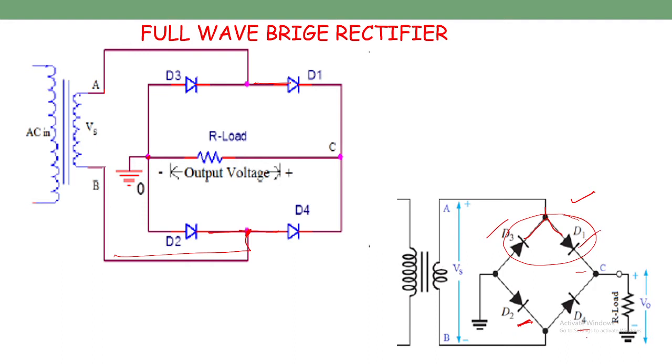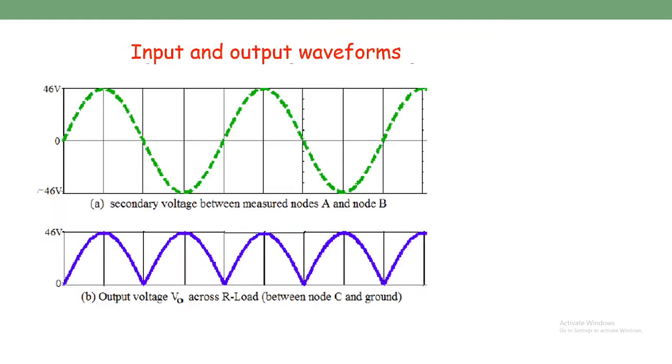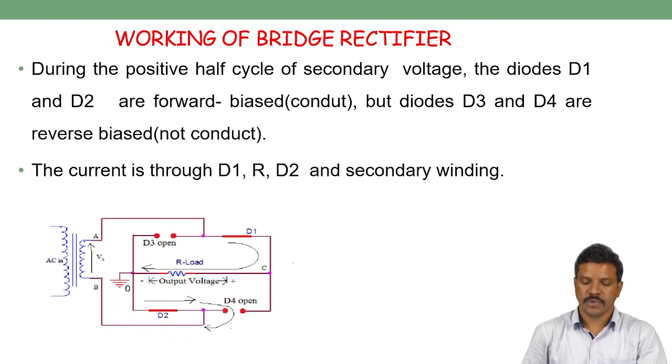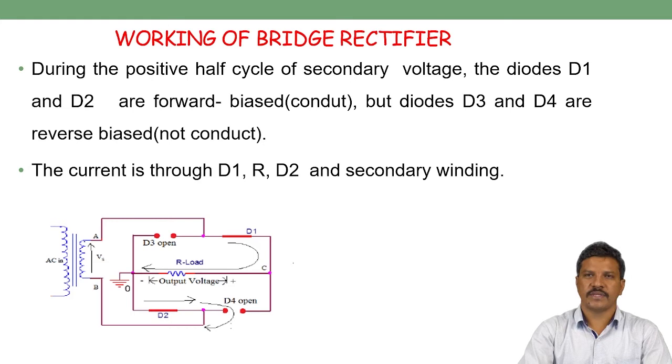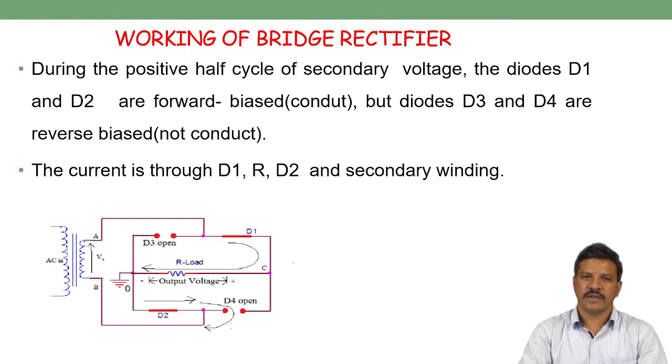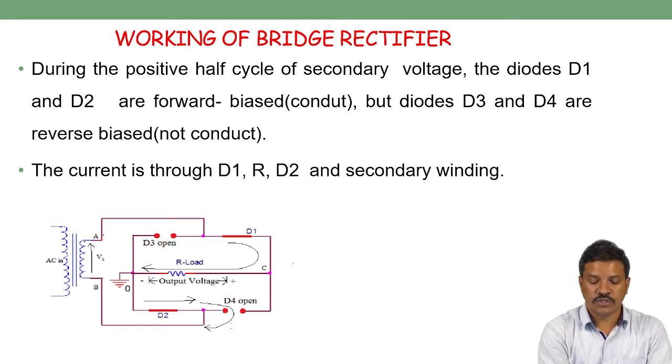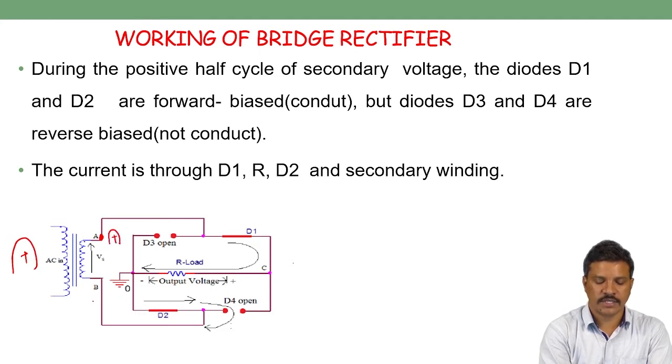Now coming to the operation of this bridge rectifier, by seeing this graphical representation. Here also we can take the operation of the bridge rectifier by considering two cases. One is the operation during the positive half cycle of the AC input signal, and the other is the output of the bridge rectifier during the negative half cycle of the AC input signal. During the positive half cycle of the AC input signal, the step down positive voltage is available across node A.